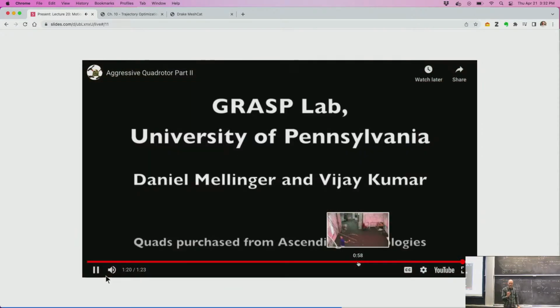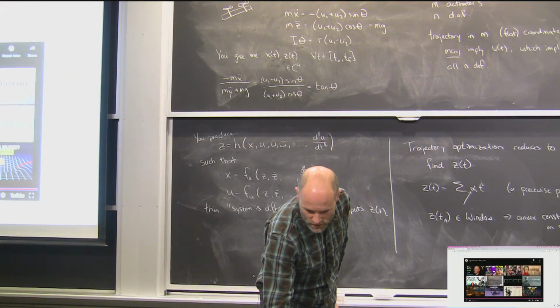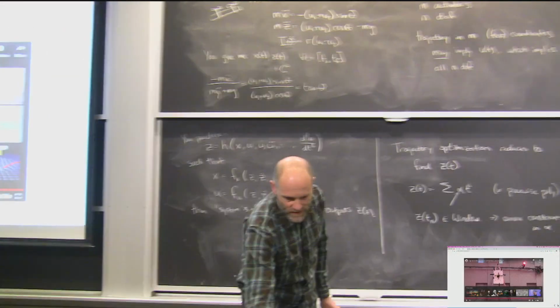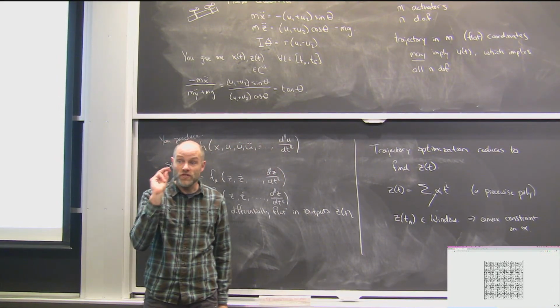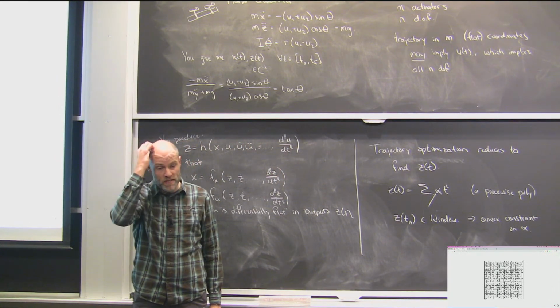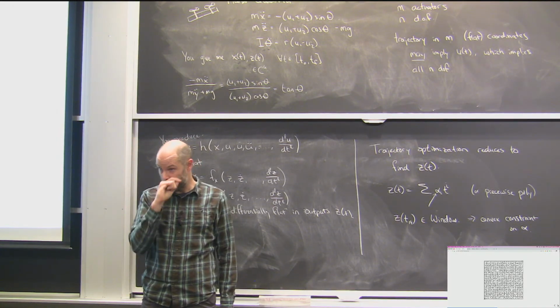Okay, so that's piece 2. For some trajectory optimization problems, through a change of variables, you can actually make the problem convex. Okay.